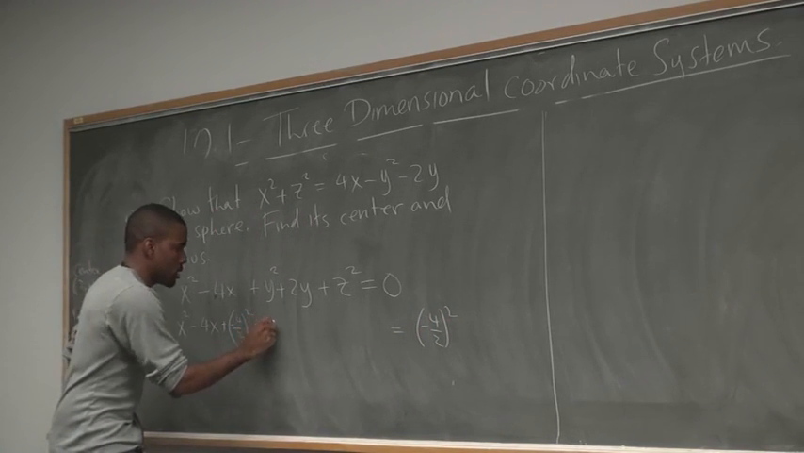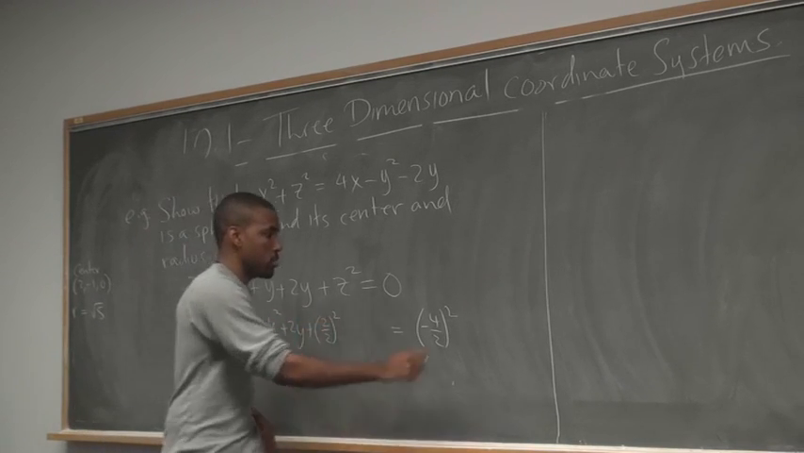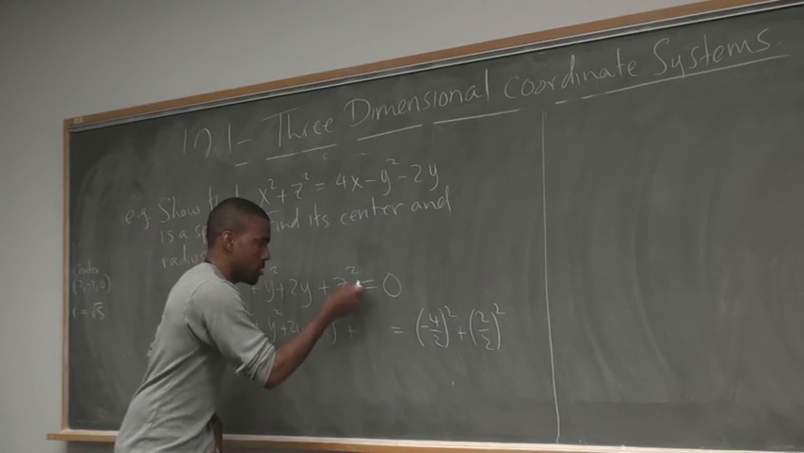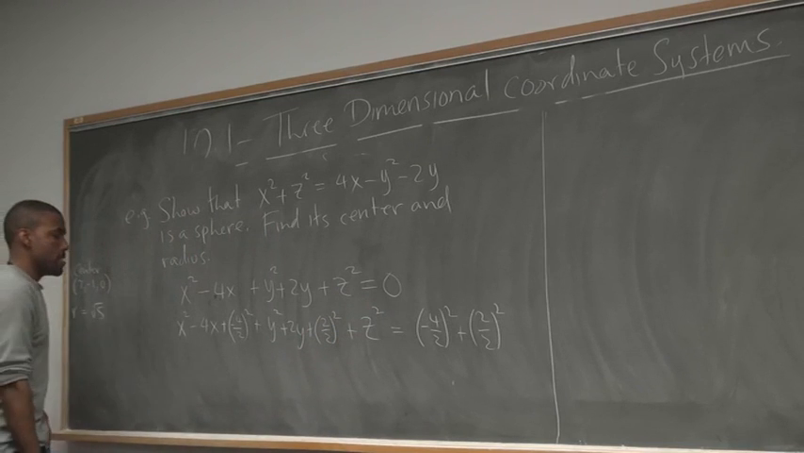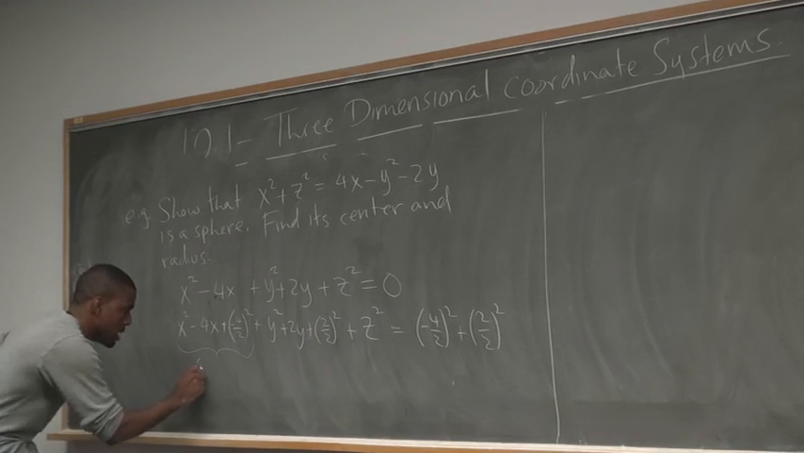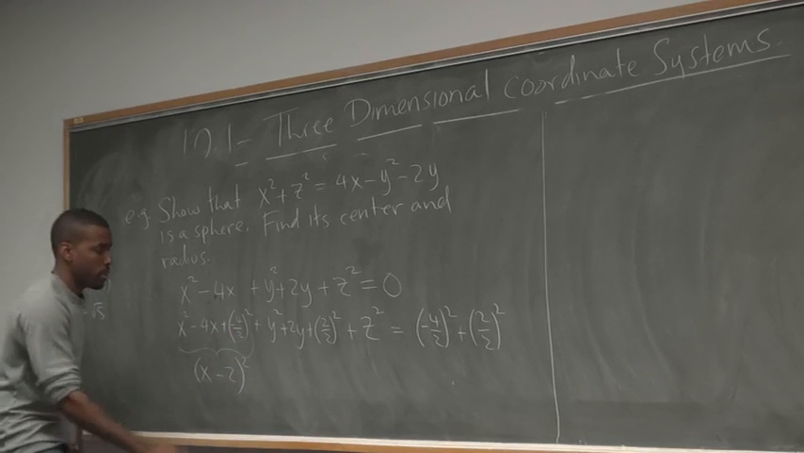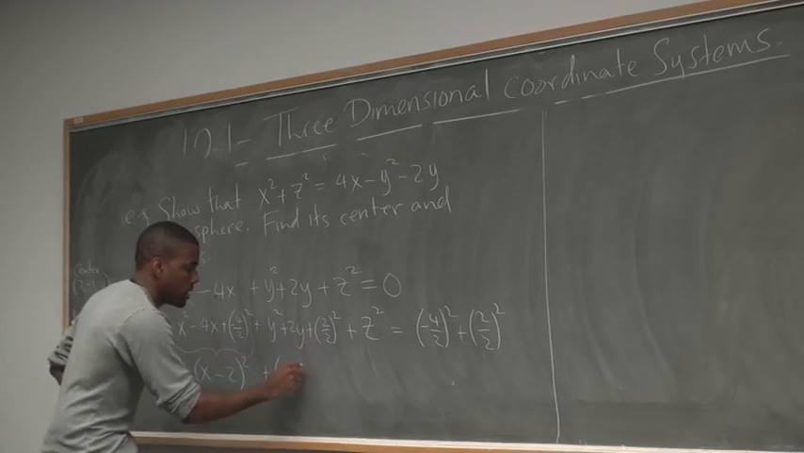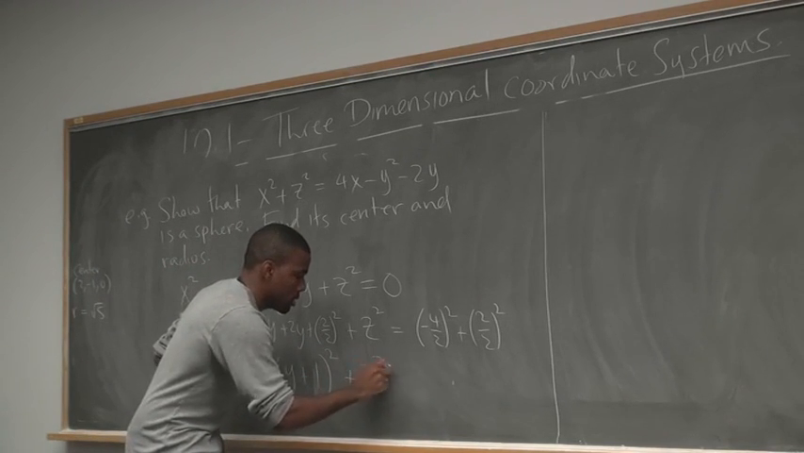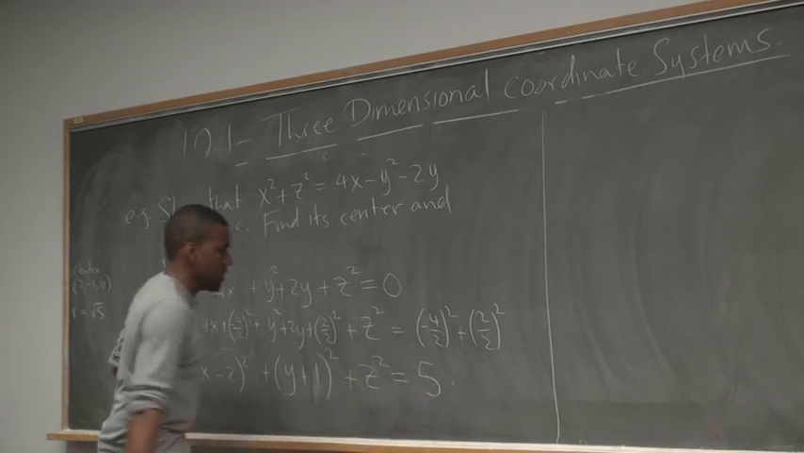Plus y squared plus 2y, and again, you take half of that, square it, and add it to both sides. And the z, there was nothing there, so it's just z squared. Now this is always a perfect square when you do that manipulation. It's x plus the number on the inside, which is minus 2, all squared, plus y plus the number on the inside, all squared, plus z squared. And this would be 4 plus 1, which is 5.